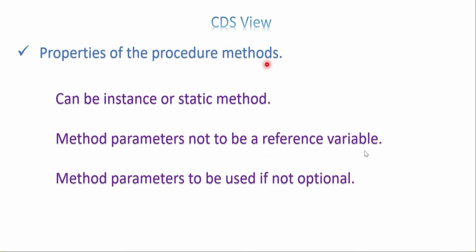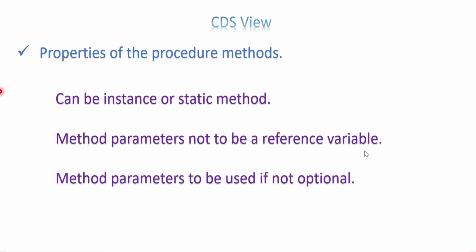And some properties about the method. The method can be an instance or a static method. I'm talking about inside AMDP. Consider you have AMDP1 and AMDP2, and you define some methods in AMDP1. The same functionality you want in AMDP2, so instead of defining the same thing in AMDP2, you call the method which you already defined and implemented in AMDP1. That is the scenario here.